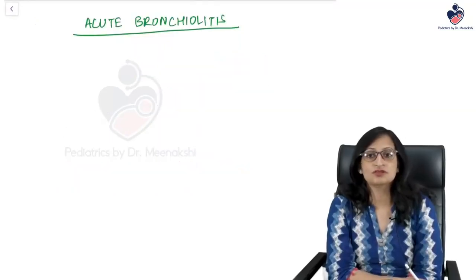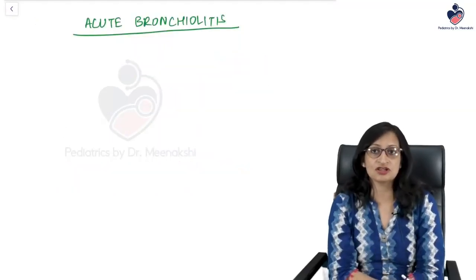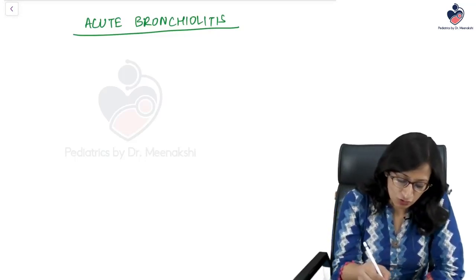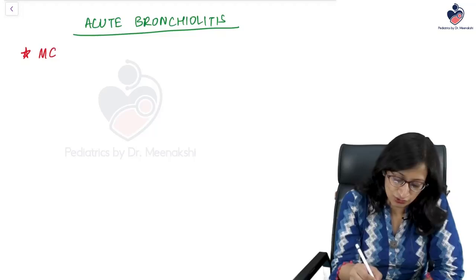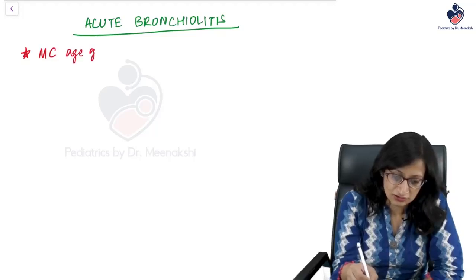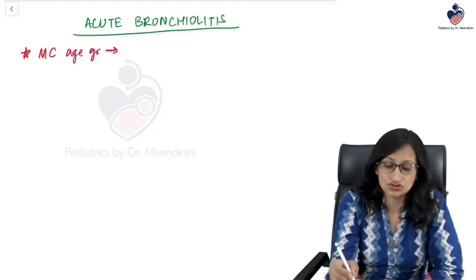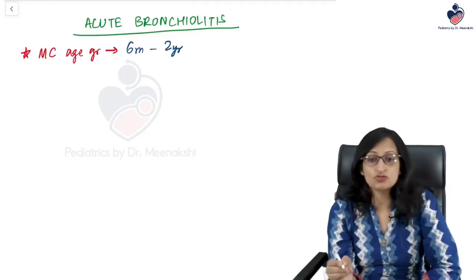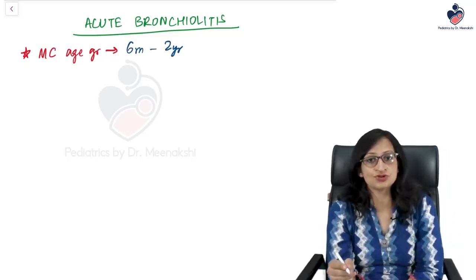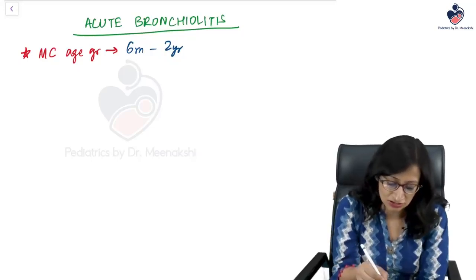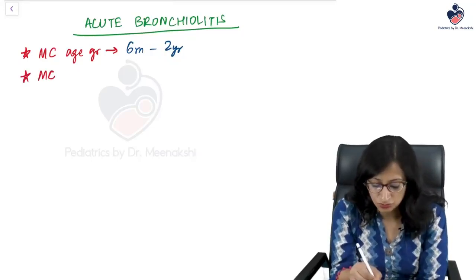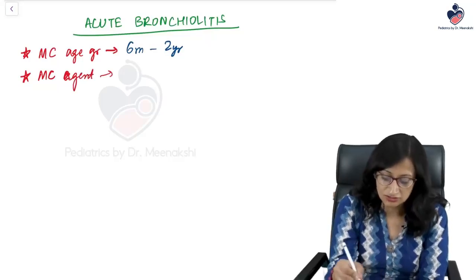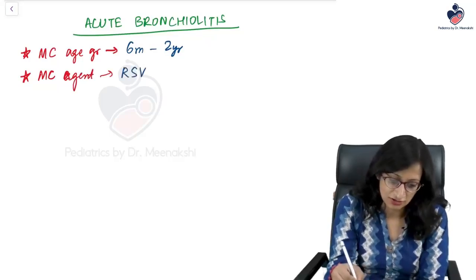Moving on to another important respiratory infection in children, that is acute bronchiolitis. The most common age group involved with acute bronchiolitis is 6 months to 2 years of age. The most common agent responsible for acute bronchiolitis is respiratory syncytial virus. So, most common etiology is RSV or respiratory syncytial virus.